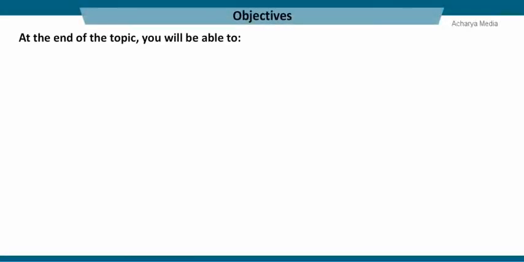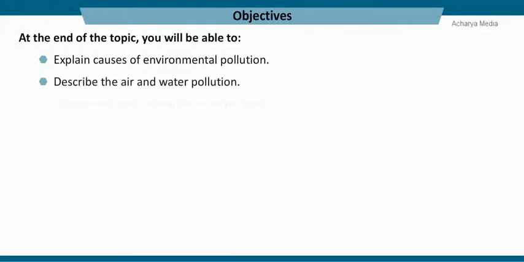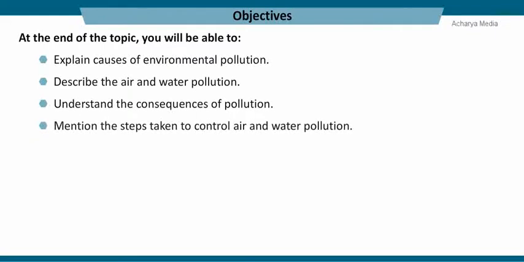At the end of the topic, you will be able to explain causes of environmental pollution, describe the air and water pollution, understand the consequences of pollution, and mention the steps taken to control air and water pollution.